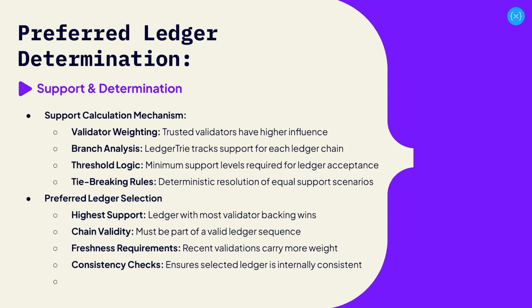Now we'll discuss preferred ledger selection. The ledger with the most validator backing wins. It must be part of the ledger sequence. Recent validations carry more weight, and this ensures the selected ledger is internally consistent.